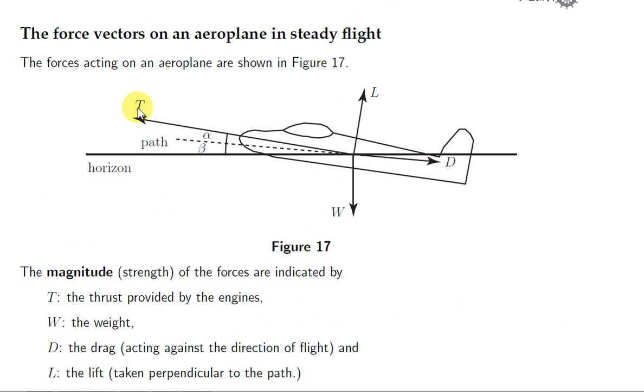Now suppose we want to find the magnitude of the thrust force, that is the force provided by the engines, and also the angle alpha, to the flight path, at which the plane must deliver the thrust to keep the plane in steady flight. So obviously we need the other details, L, W and D, and also the angle beta. So we're given the flight path, so we need to be given the angle between the flight path and the horizon, which is beta.